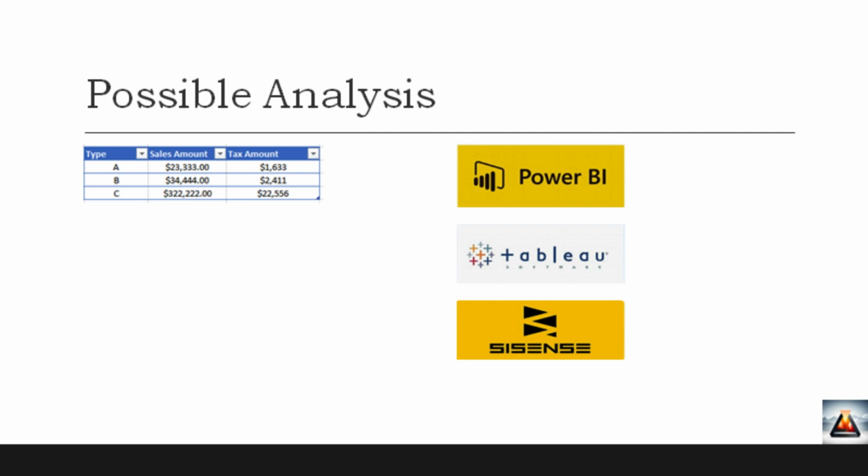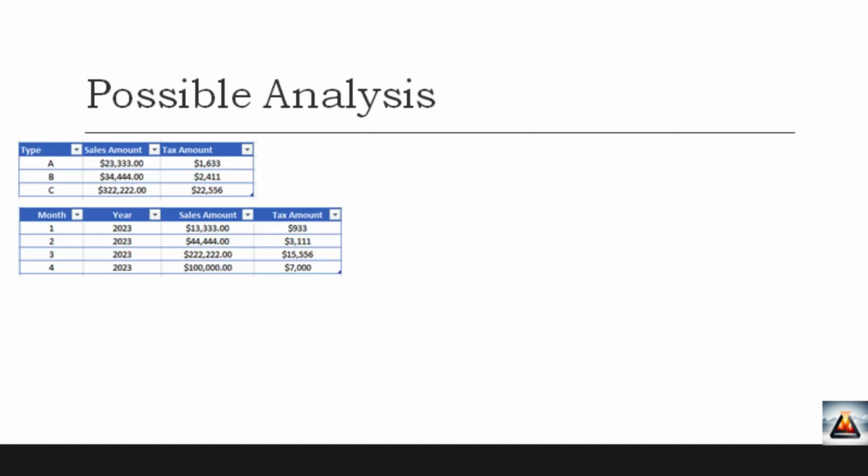I usually used Power BI, but Tableau, C-Sense, etc. are all good tools. In this example, I am just using an Excel file to illustrate a few examples. In this first example, I used the type from the product dimension table to summarize sales and taxes. Summarized data are often the starting point of a lot of analysis. I can also summarize data using the time dimension table and showing total per month and year.